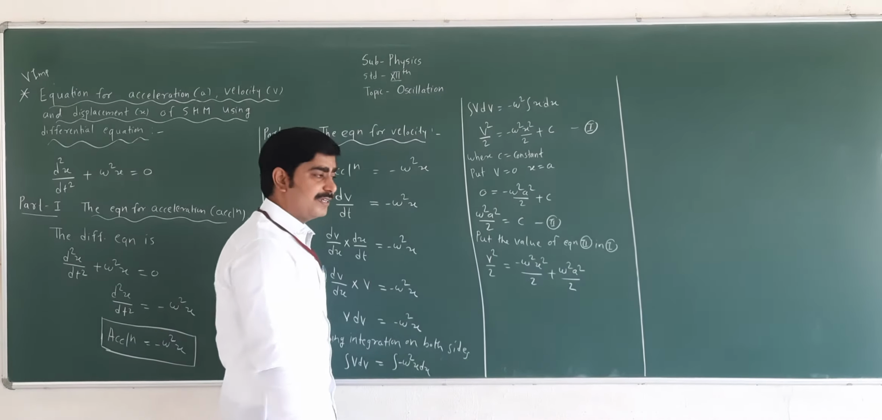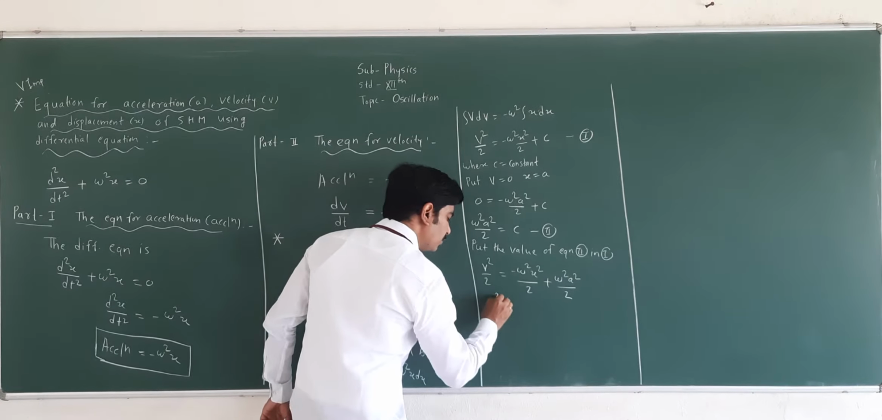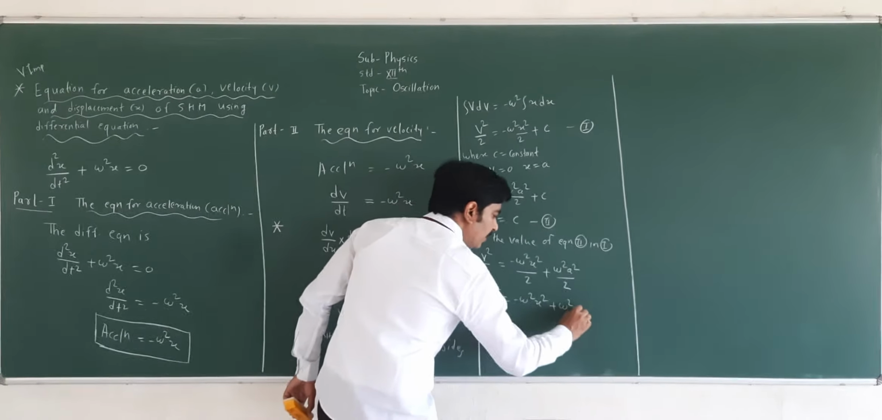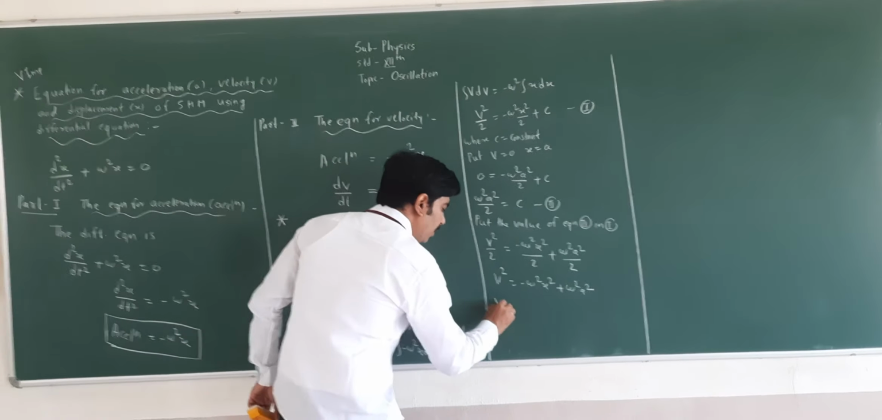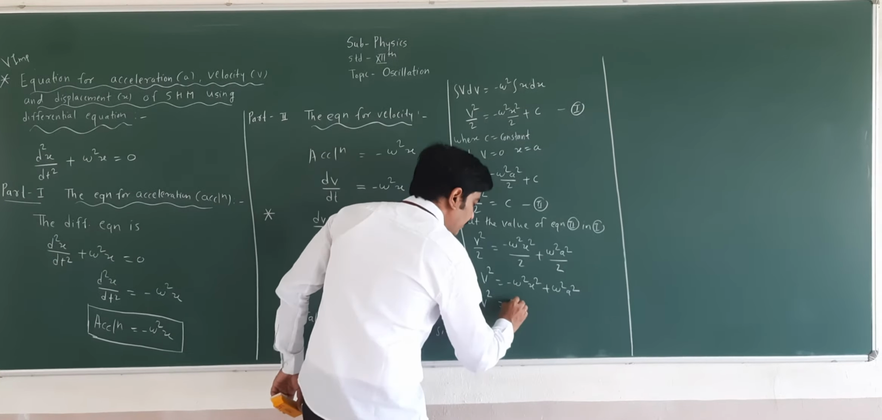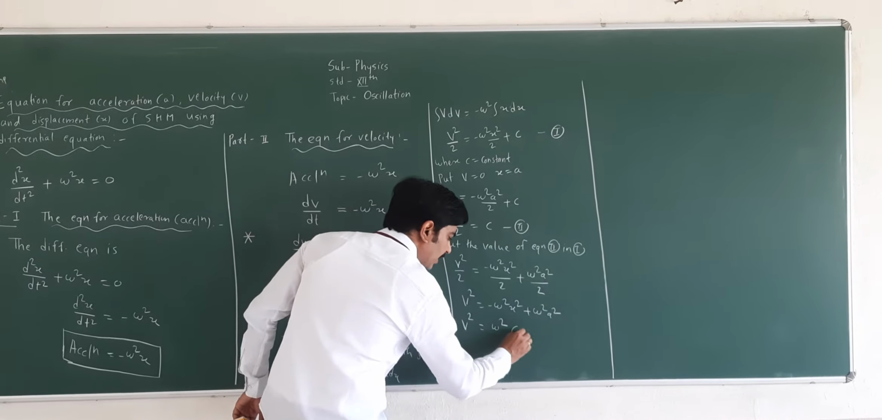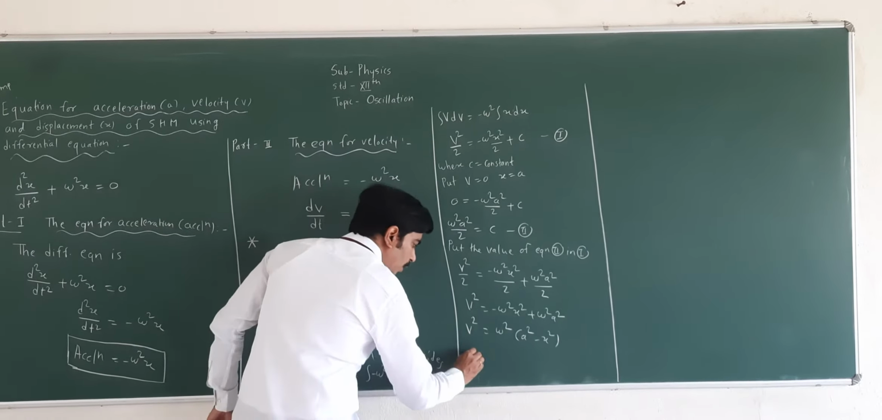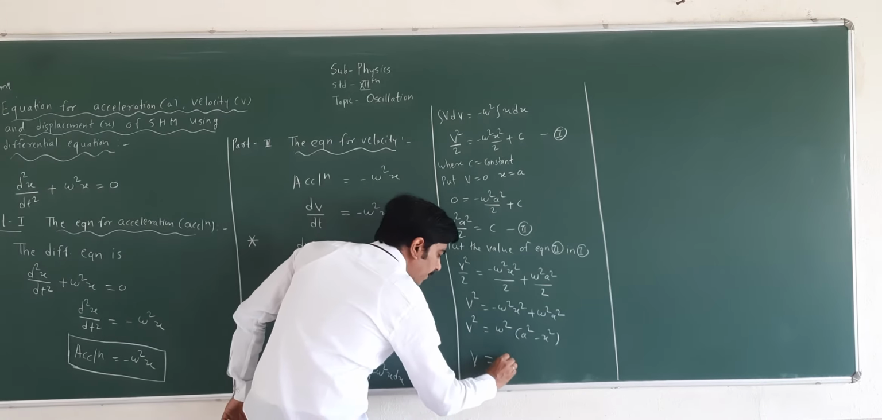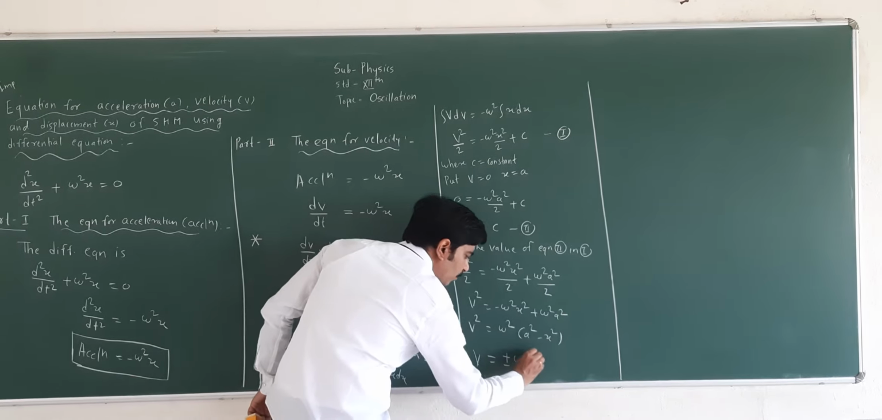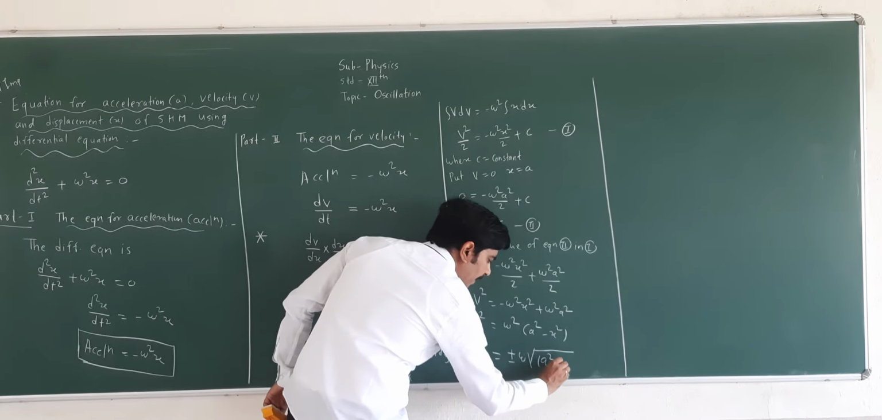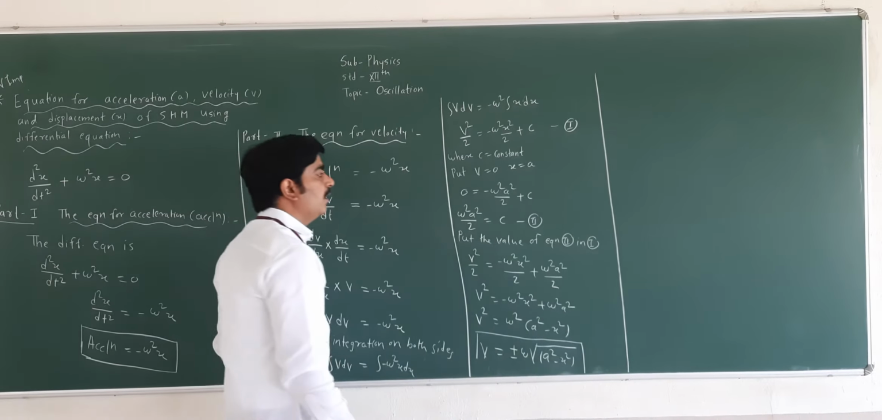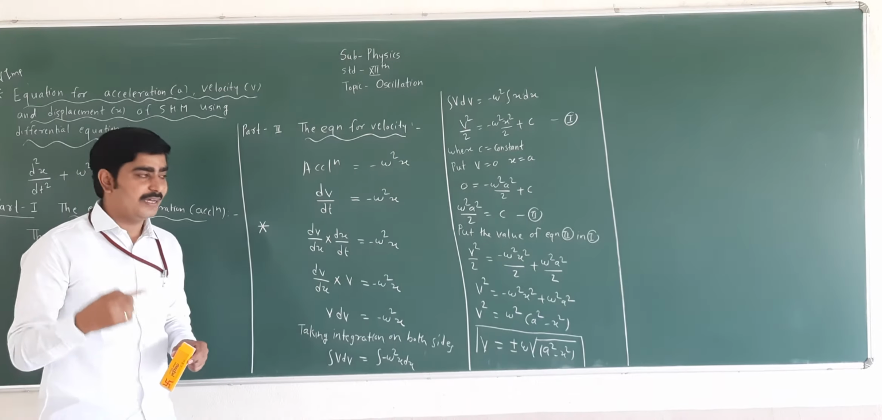Now 2 will be cancelled from the denominator. So we are getting v square is equal to minus omega square x square plus omega square a square. Now v square is equal to omega square, take omega square as common, a square minus x square, and after taking the square root we are getting v is equal to plus minus omega under root a square minus x square. So this is the equation for velocity of the particle performing SHM.